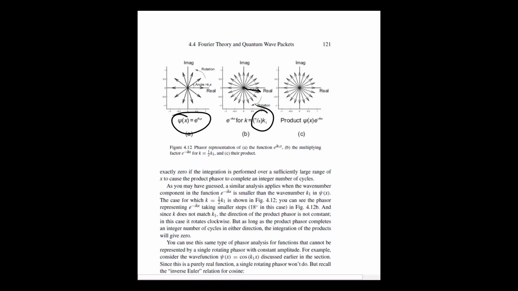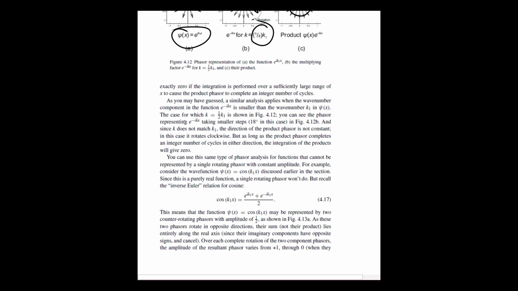Now, this guy takes a little step, while this one takes a bigger step in the opposite direction, and then another little step here, and another bigger step here. And that means that the resultant will move counterclockwise. It'll continuously vary the phase, and that means when you add them all together, once again, it tends to 0. So as it says here, since k does not match k1, the direction of the product phasor is not constant and it rotates. And because it rotates, when you add them all together, you get a small value.